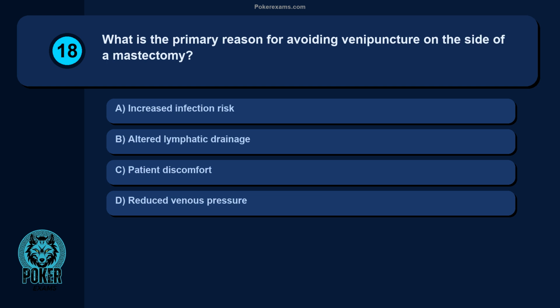Question 18. What is the primary reason for avoiding venipuncture on the site of a mastectomy? Increased infection risk. Altered lymphatic drainage. Patient discomfort. Reduced venous pressure.